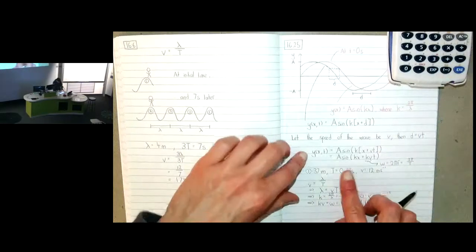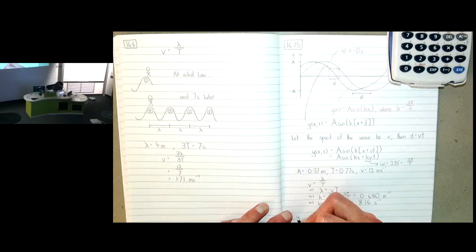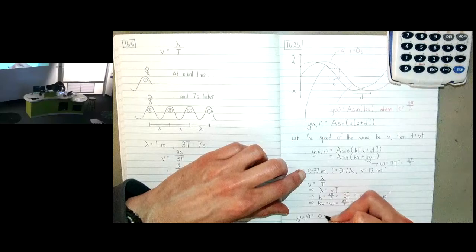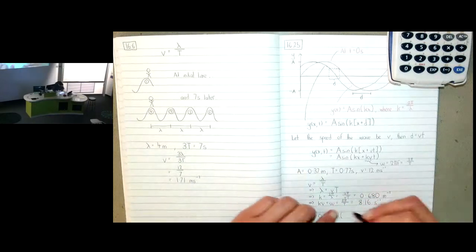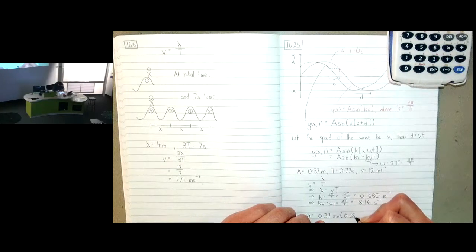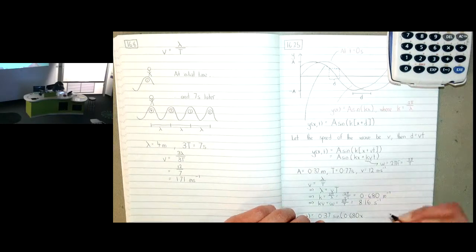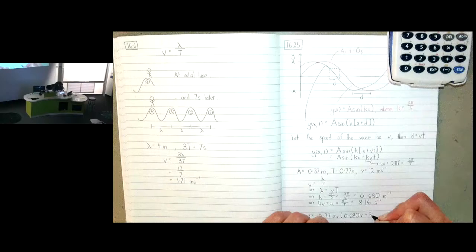So finally, just plugging these numbers into here, we get that the mathematical description of the travelling wave is going to be 0.37 sine of 0.680 times x plus 8.16 times t.